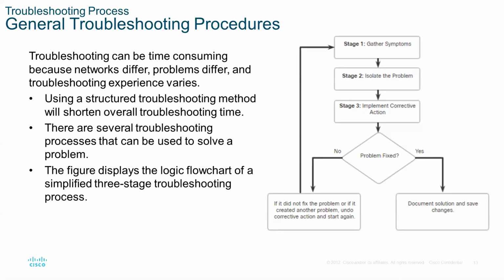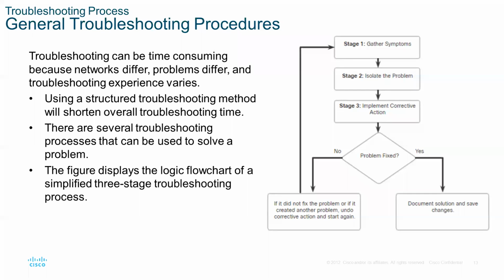So back to a very basic troubleshooting process. Talk to the people, find out what the problem is, i.e. gather the symptoms. Try to isolate the problem, implement a corrective action. Did it fix it? Yeah, great. Document the solution, save your changes.